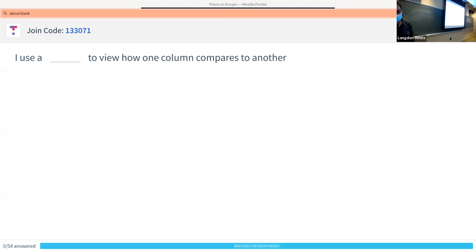All right, this is a fill in the blank. So I use a blank to view how one column compares to another. I'll give another hint here. We're looking for a kind of construct, not just a simple table.